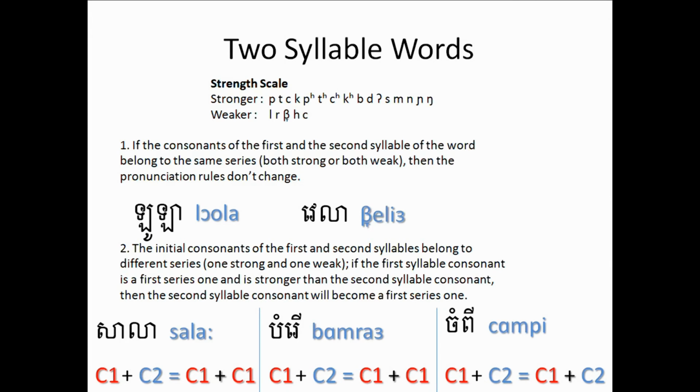So according to my rules here, since B is a first series consonant, R is the second series consonant, B wins. So R must be pronounced, or the vowel that goes along with R must be pronounced as if it was a first series consonant. Alright? Hopefully that's clear. And again, if you have any comments or suggestions and whatnot, please leave them in the comments section. I'm trying to do my best to explain this.